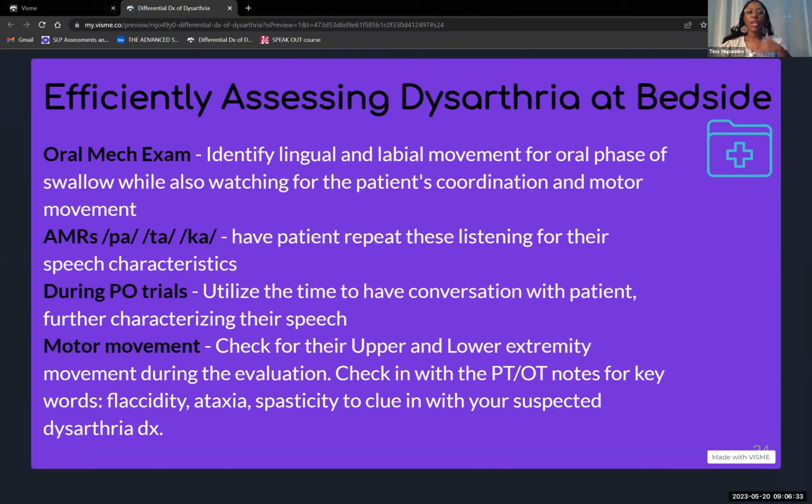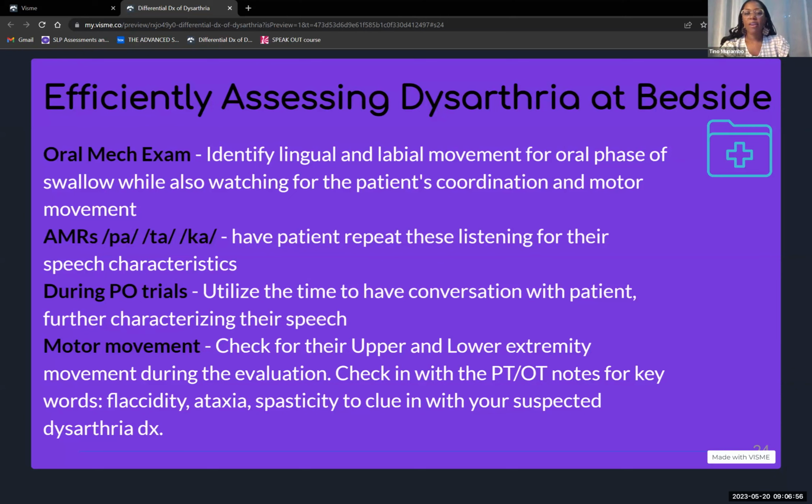So let's say you go in and you're doing a clinical swallow eval. You're looking at their oral mech, identifying the lingual and labial movements: stick out your tongue, move it side to side. Not only are you doing that for their oral phase, but now you're also looking at coordination, especially if you've already seen that something might be going on in their MRIs or you're suspecting issues with coordination. Then you're seeing that.